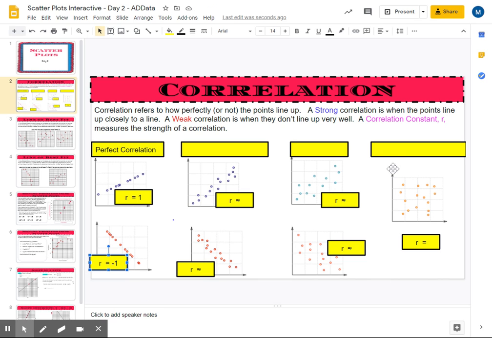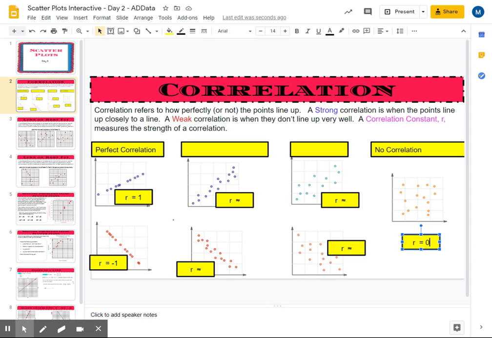Now I'm going to switch all the way over to this one on the far right that appears to have no relationship. So this one we would describe as having no correlation. And that value is 0. So the biggest number that you can get is 1 or -1, right? And the smallest that you can get would be 0.